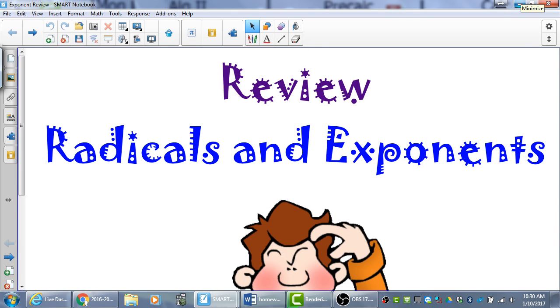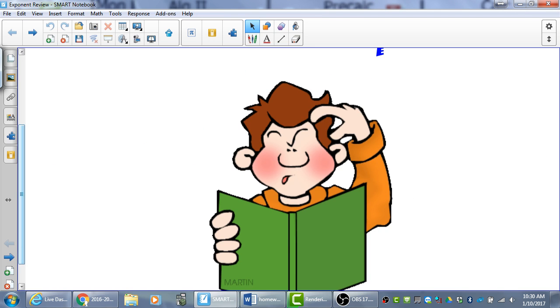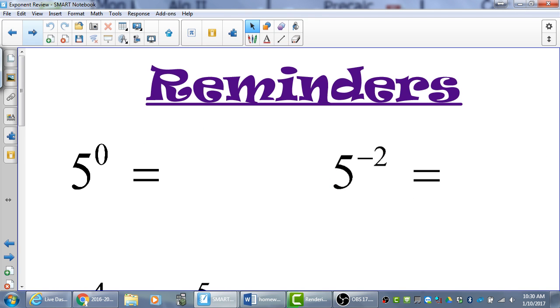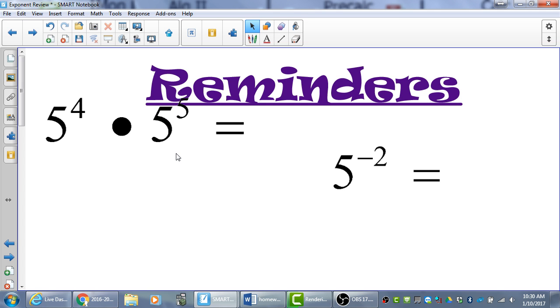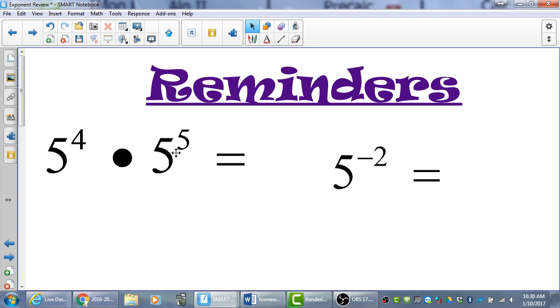Review radicals and exponents. Reminders: 5 to the 0 is, anything with 0 power is? 1. Right. I always hear someone say 0.